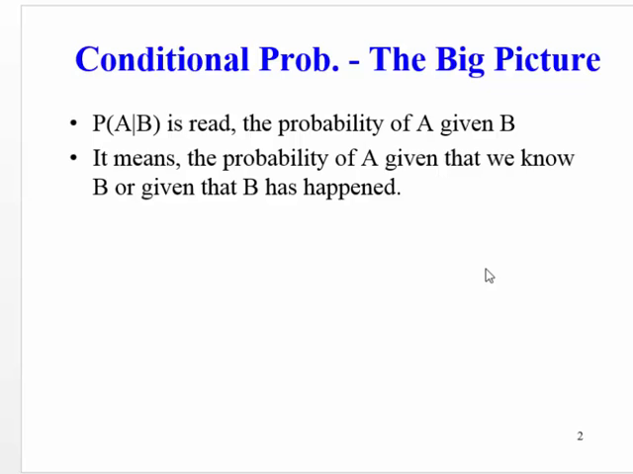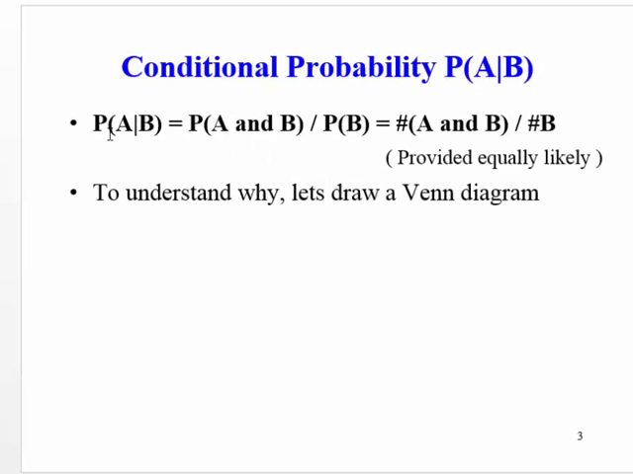Conditional probability is read the probability of A given B. And it means basically the probability of A given that B has happened, or that we know B. And basically the probability of A given B is equal to the probability of A and B divided by the probability of B, which is also equal to the number of elements in A and B divided by the number of elements in B if they're equally likely.